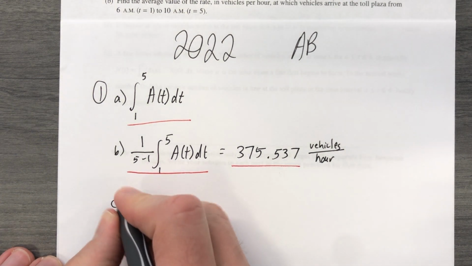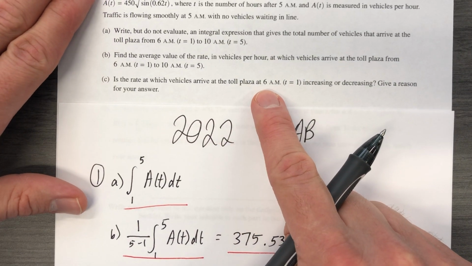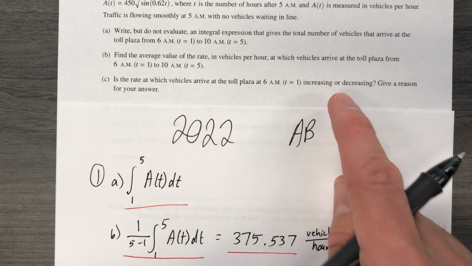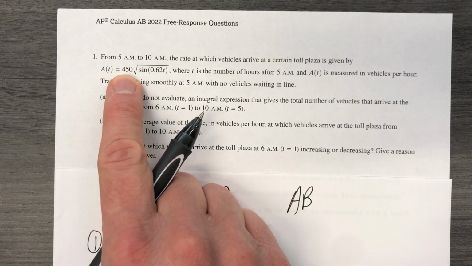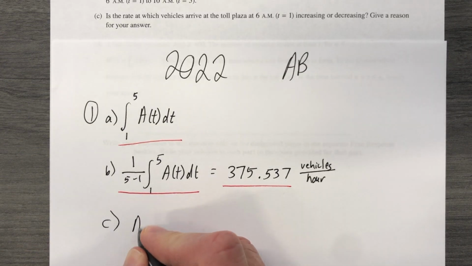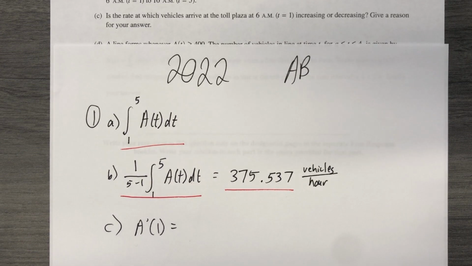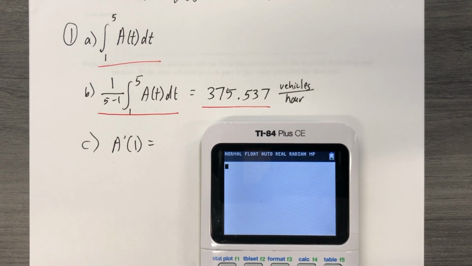Part C. Here goes. Is the rate at which vehicles arrive at the toll plaza at 6 a.m., t equals 1, increasing or decreasing? Is the rate increasing or decreasing? Well, this is the rate. We need the derivative of the rate, and then give a reason for your answer. So here's what we're going to do. We're going to find A prime of 1 and crank out an answer, and then we'll know if it's positive or negative, and therefore we'll be able to talk about whether it's increasing or decreasing, and that will be the reason for our answer, which we will articulate.